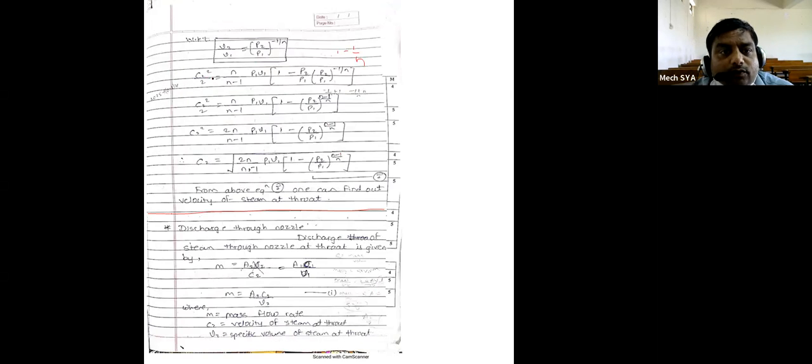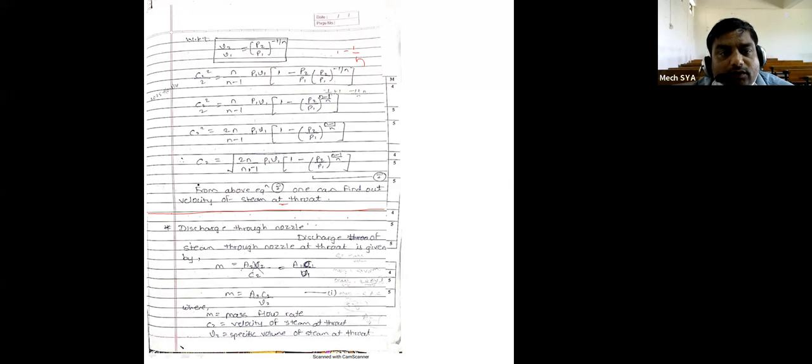Now putting this in, C2 square upon 2 is equal to n upon n minus 1 P1 V1 into bracket 1 minus P2 upon P1 into P2 upon P1 raised to minus 1 upon n. Therefore C2 square upon 2 is equal to n upon n minus 1 P1 V1 into 1 minus P2 upon P1 raised to n minus 1 upon n after simplification. Or C2 is equal to square root of 2n upon n minus 1, P1 V1 into bracket 1 minus P2 upon P1 raised to n minus 1 upon n. And from this equation, C2 means what? Exit velocity or velocity of steam at throat.